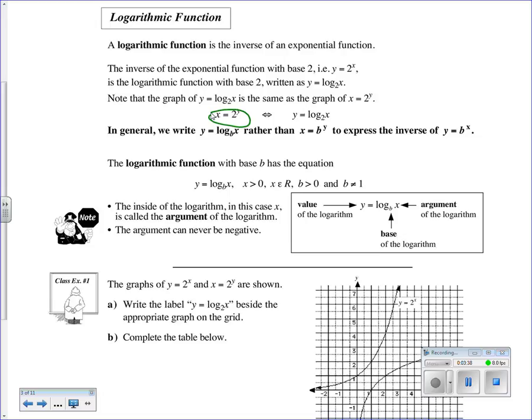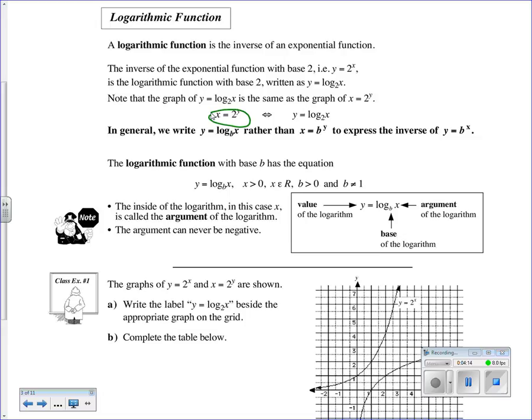The logarithmic function with base b has the following representation. The base can be anything, 3, 5, 10. Your calculator is defaulted for 2 logs, log base 10 and log base e. There's the argument of the logarithm, or the contents of the function, and then the value of the logarithm. Note what the policeman says: the argument can never be negative. I cannot take the log of a negative argument. Just not possible, not defined.